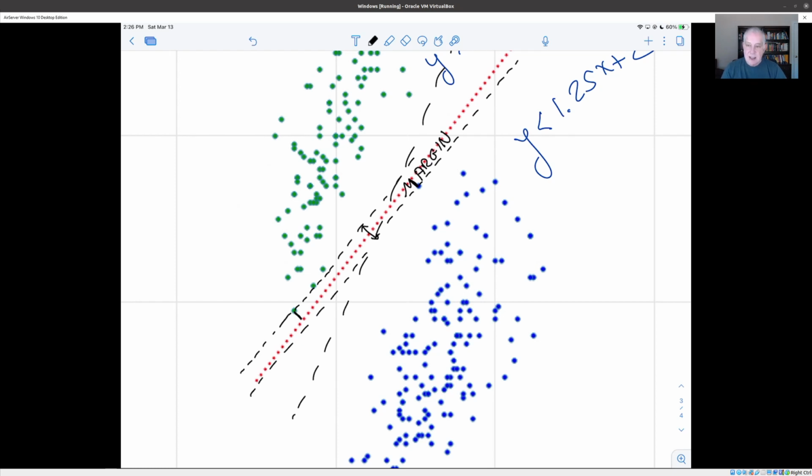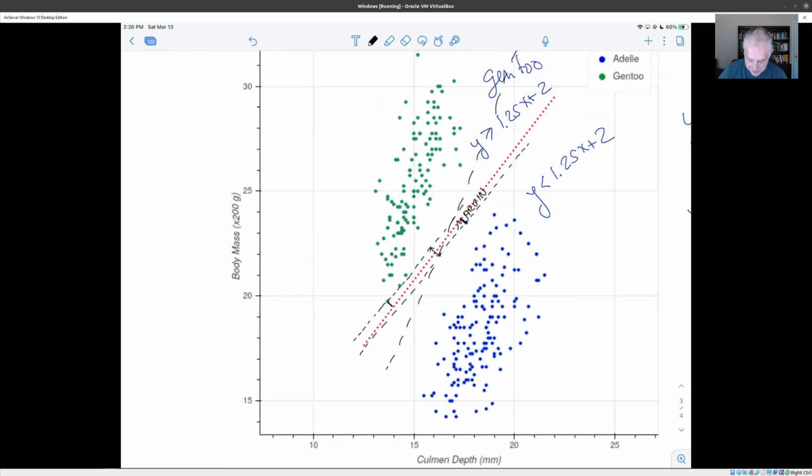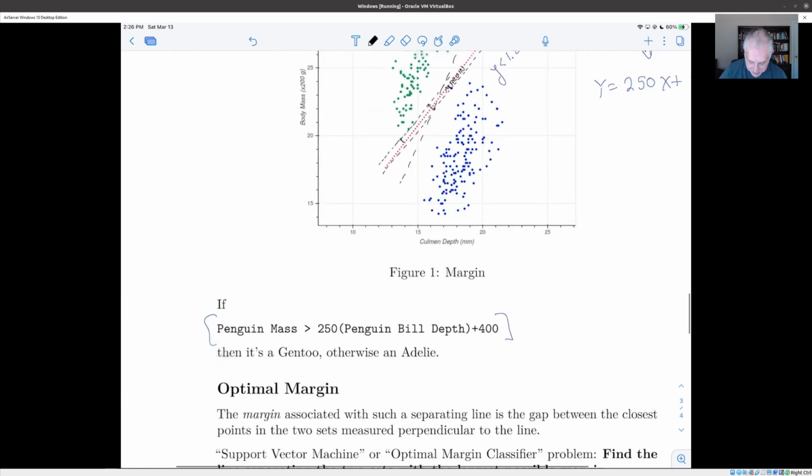And one thing you could use as a criterion for the best separating line is that it's the line which has the biggest possible margin. In other words, you want to draw the line so that if you were to move the line a little bit in either direction, you have as much space as possible before you hit a green point moving in one direction or a blue point moving in the other direction. And if you've made the margin as big as possible, then that's called an optimal margin classifier or a support vector machine.